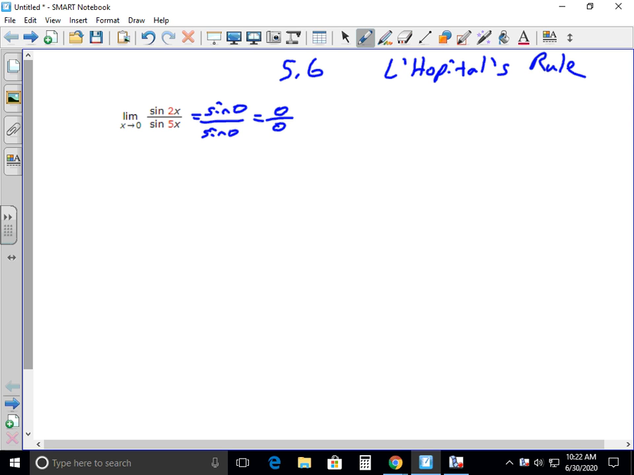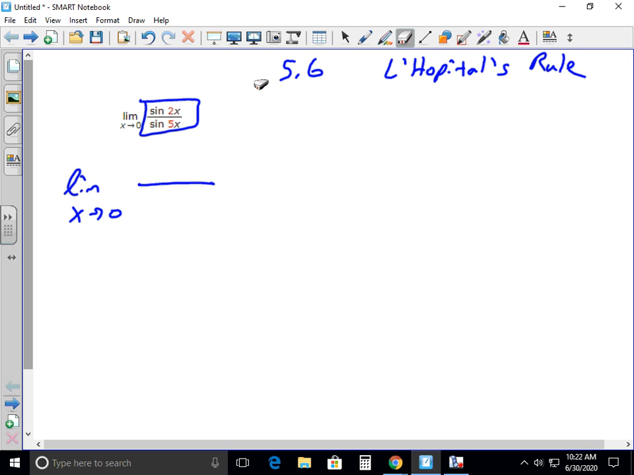So L'Hopital's rule says that if we have a rational function that is indeterminate when we take the limit, then we're allowed to take the derivative of the top, the derivative of the bottom, and then take the limit. So this is not just taking the limit of that fraction, because if we have a fraction, the derivative of that fraction, we would have to use the quotient rule.